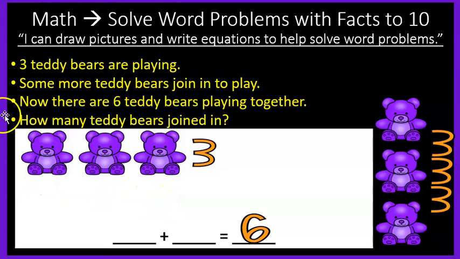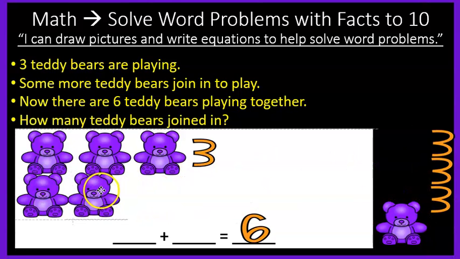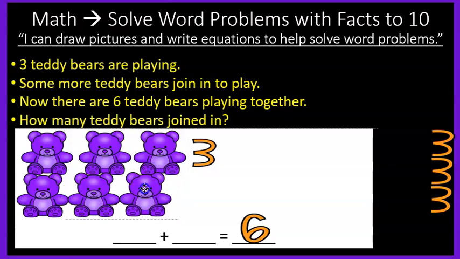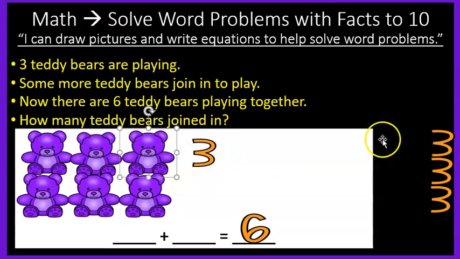Okay? Now, let's read our question. How many teddy bears joined in? Now we're going to find this answer. And the way we do that, we're going to start at number 3 and we're going to stop at 6. Okay? Let's do this together. Count with me. We're going to stop at 6. 3, 4, 5, 6. Okay, you see how we did that? Now we have altogether 6 teddy bears there.